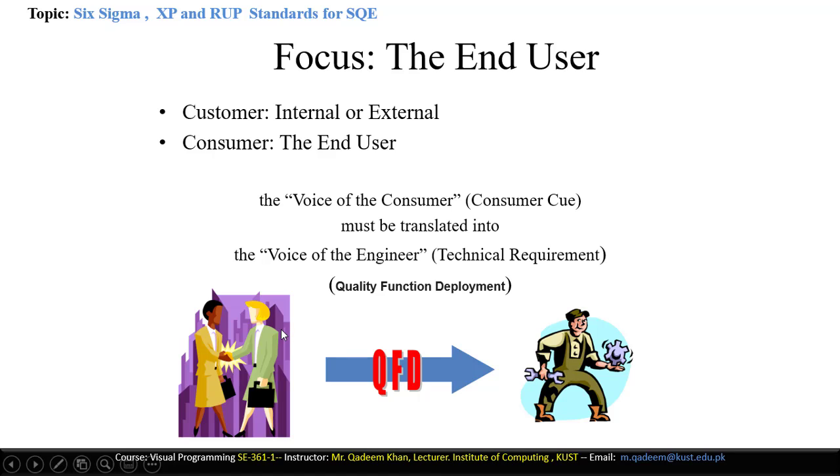The consumer always responds to the software engineer and all the data is transmitted to the software engineer so that the software is developed according to the choice of the consumer. So all the functionality must be developed according to the quality and must be deployed according to the expectations of the end users.